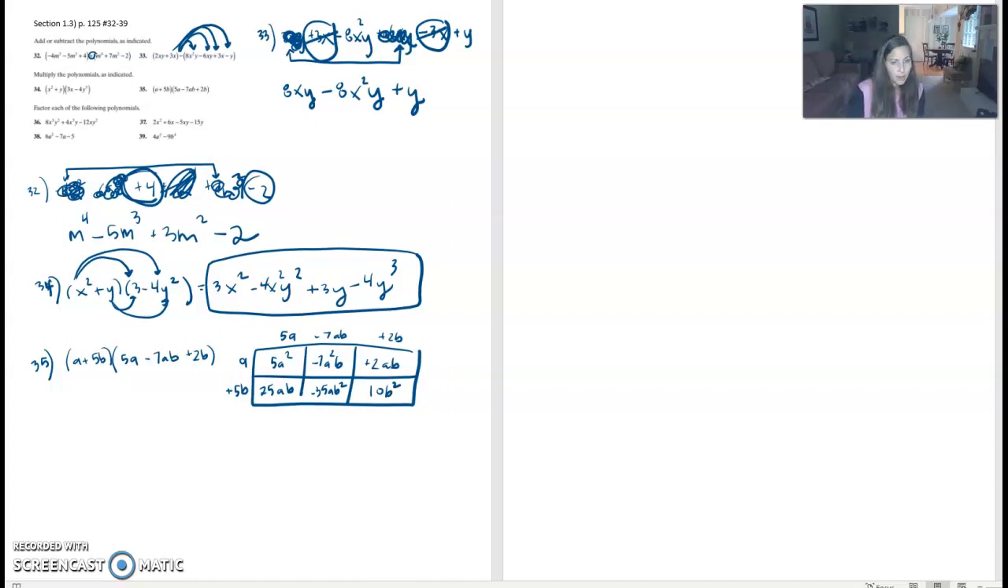Again, this is a wonky problem. I don't see any... this 25ab will combine with this 2ab. Otherwise, I don't see any like terms. So let's just write down what we've got.